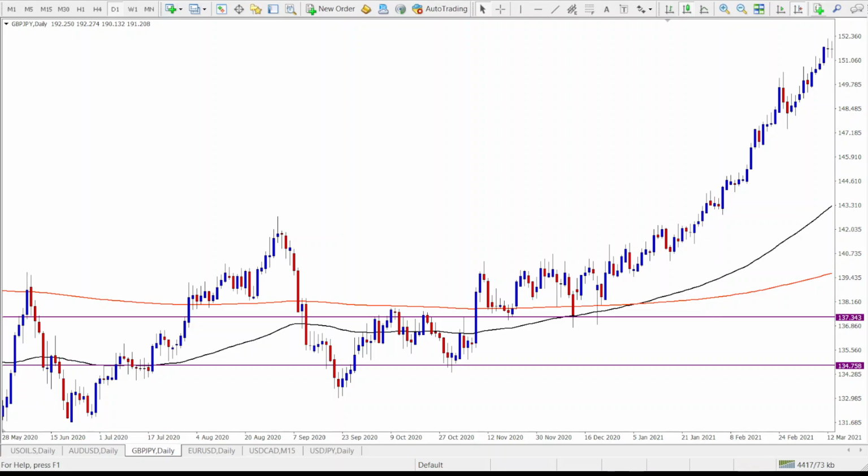Crossovers can be especially powerful when combined with other indicators like RSI or MACD, just to confirm whether the market is overbought or oversold.